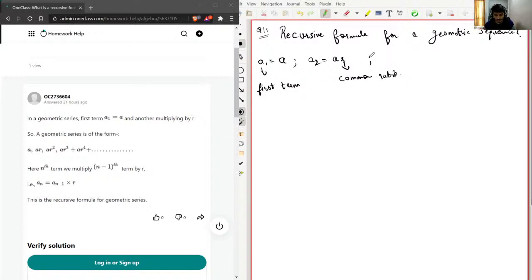Similarly, for A3 also, we write the previous term, which is A2 times R. In the similar manner, we'll have a geometric sequence or geometric series.